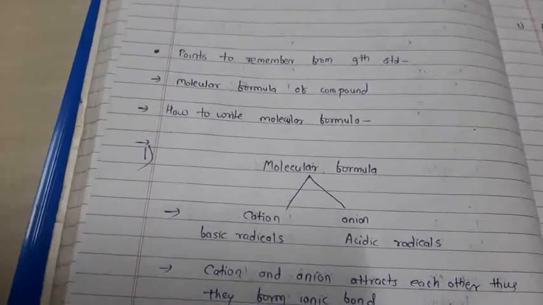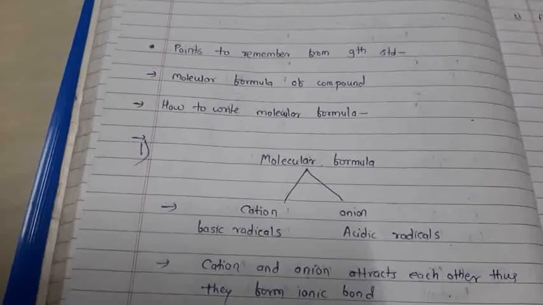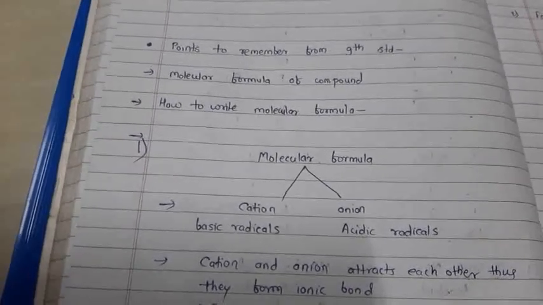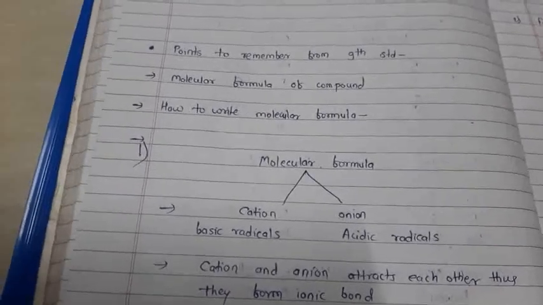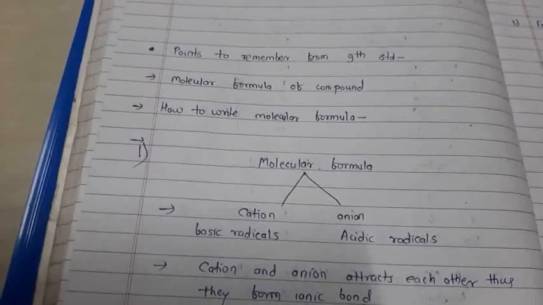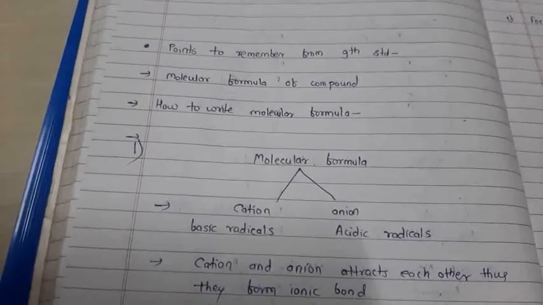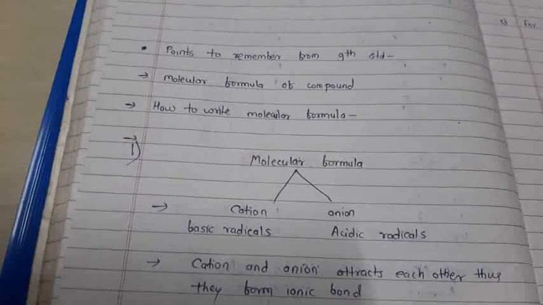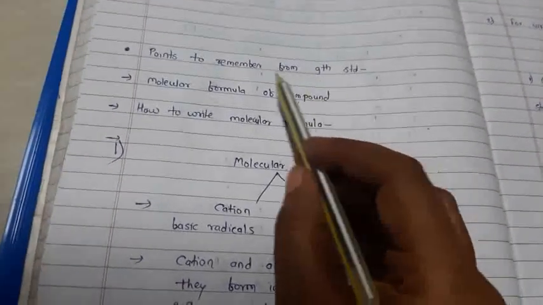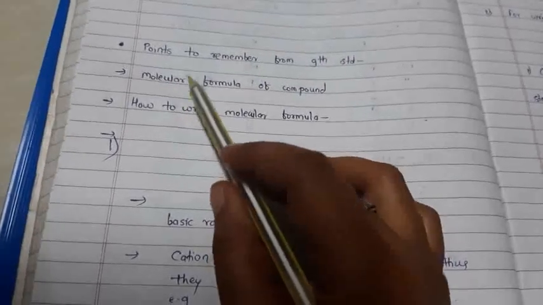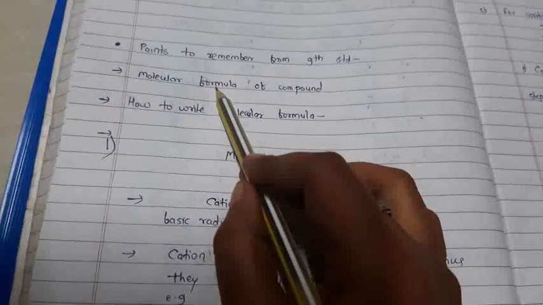Good morning, students. In today's session, we are going to start our next chapter, chapter number 3 from chemistry, chemical reactions and equations. Before starting that chapter, some concepts from 9th standard are very much important, and as a revision I am going to take them. So from 9th standard, the points to be remembered are: what is the meaning of molecular formula, and what type of information you are getting from that.